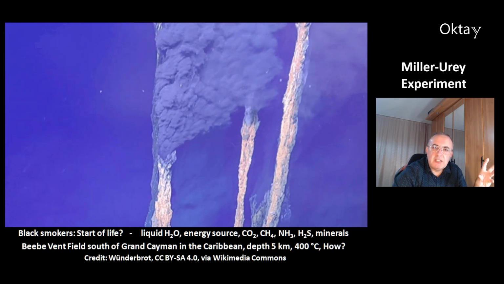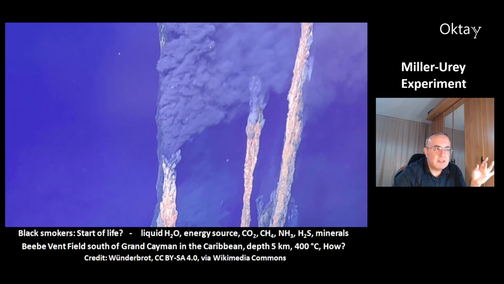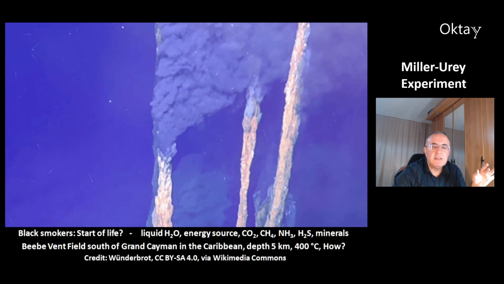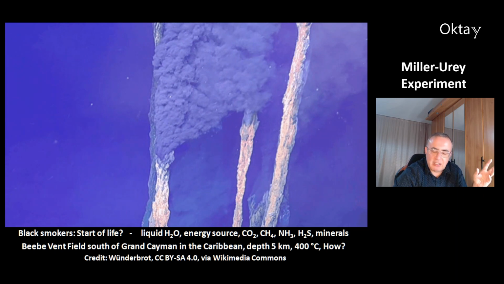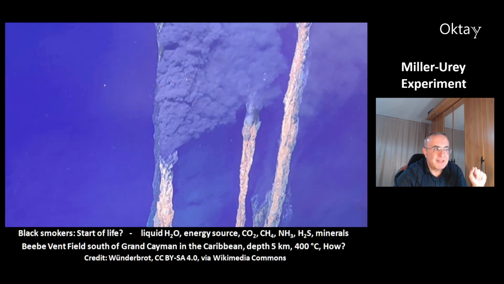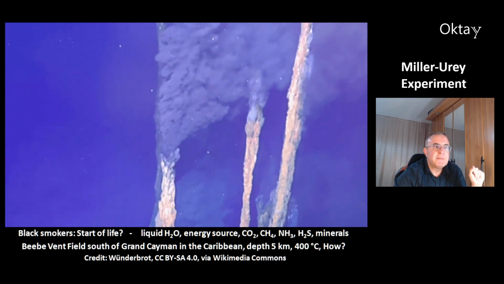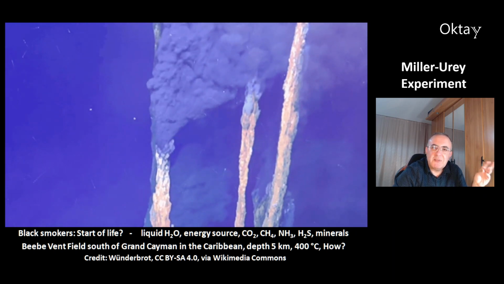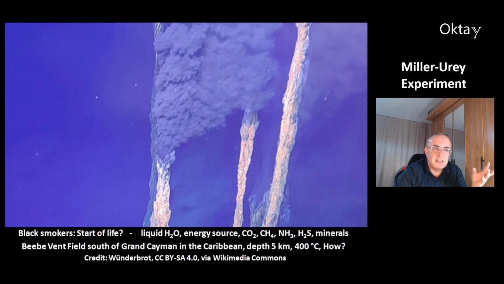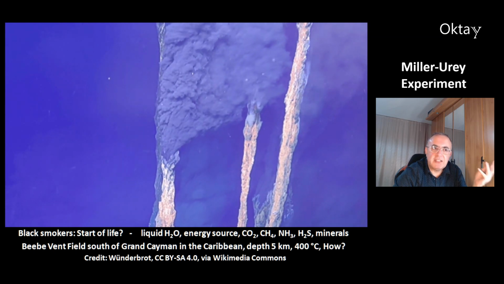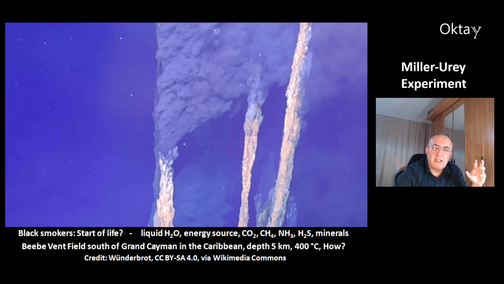This is a possibility where life could have started. That's the BB vent field south of the Grand Cayman Islands in the Caribbean at a depth of 5 kilometers. Temperature is 400 degrees Celsius. So these black smokers could be where life could have started, because you have all the requirements that you need for life: liquid water, energy source, simple molecules like carbon dioxide, methane, ammonia, hydrogen sulfide, and the minerals. But how exactly did life start?